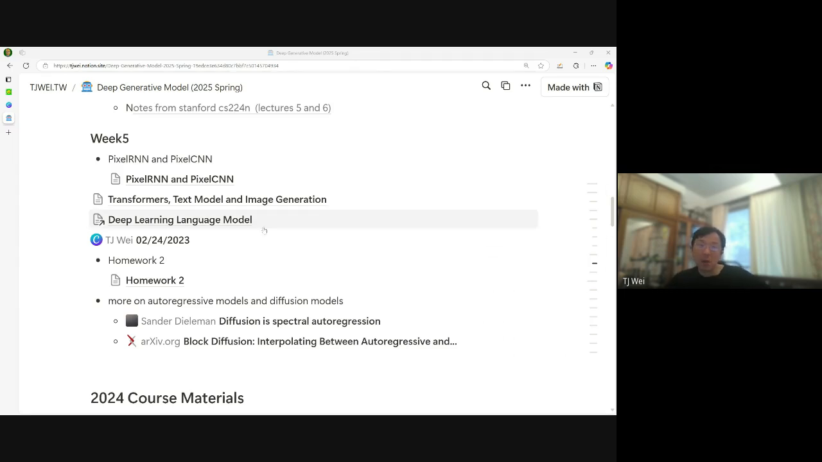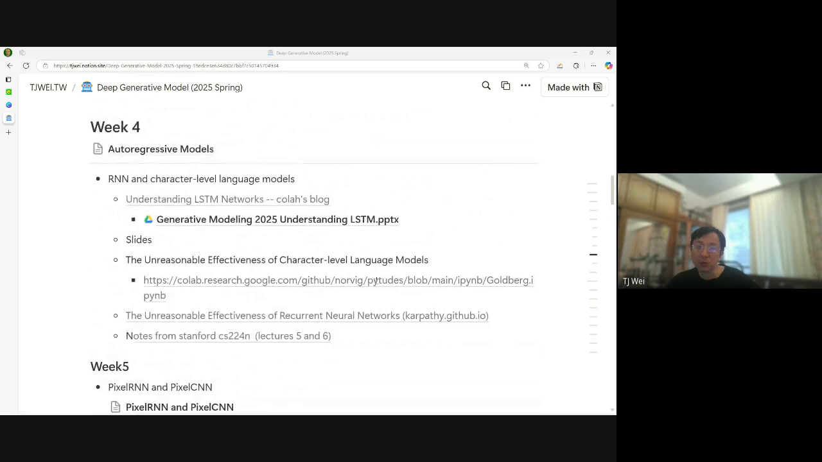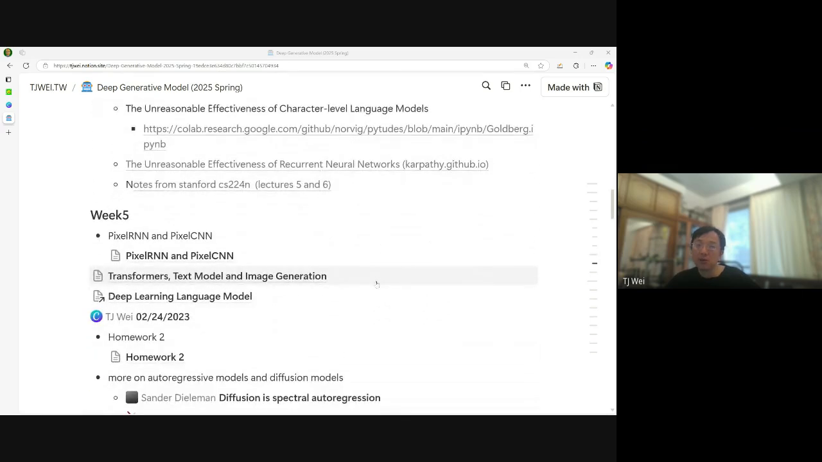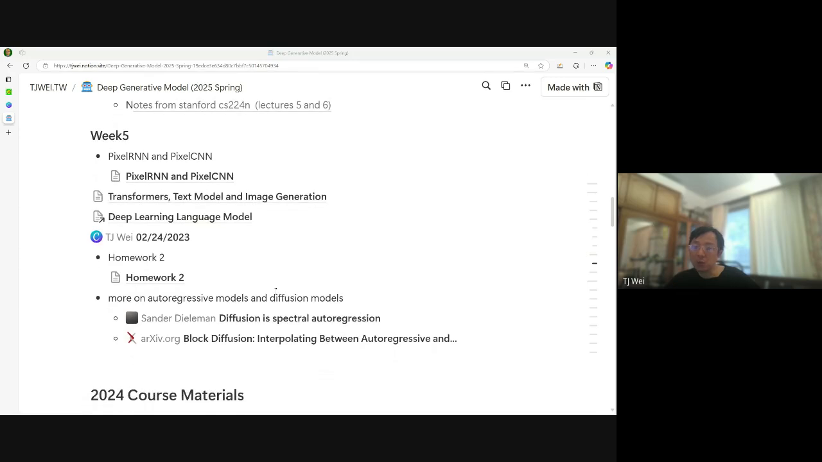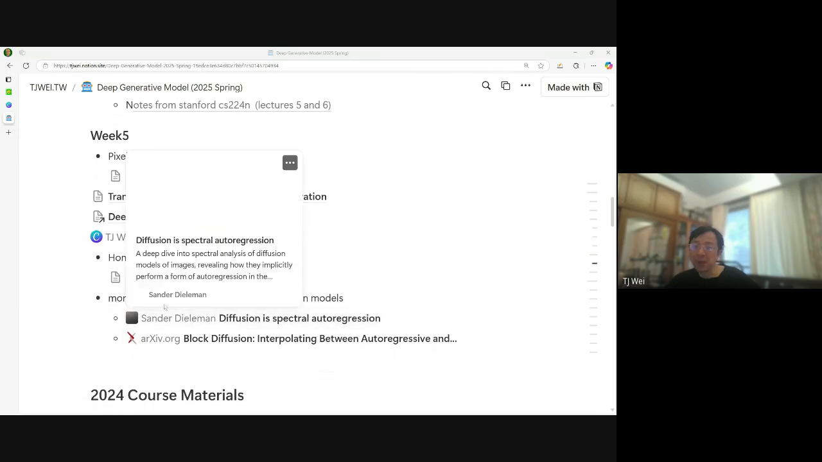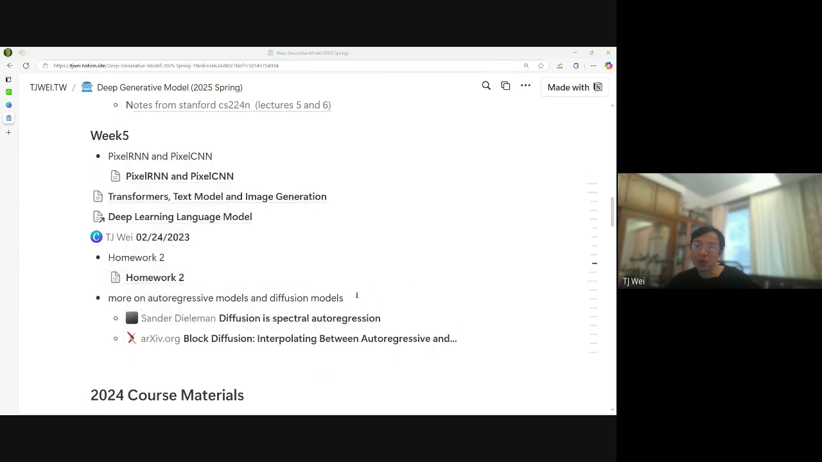Okay, so let's begin this week. This is week 5. We are going to continue to talk about autoregressive models. First of all, we'll talk about PixelRNN and PixelCNN, and then we'll talk about transformers, and also we're going to mention some modern usage of the autoregressive model combined with diffusion models.